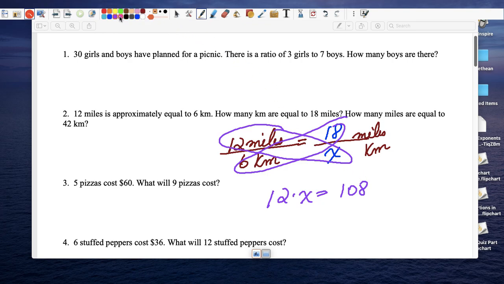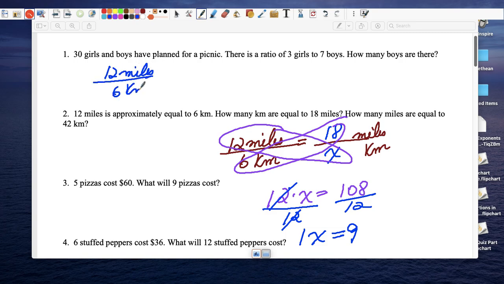Remember last year, this was a one-step equation, so you have to divide by 12. 12 divided by 12 is 1, and we get 1X. And 108 divided by 12, we get 9. So if you write the ratio again, 12 miles is 6 kilometers. 18 miles is how many kilometers? 9 kilometers, and that's your answer right here.